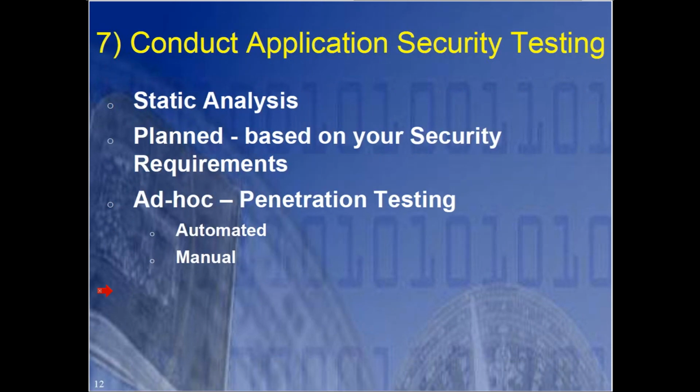Conduct application security testing. There are numerous static analysis tools, static meaning you run them against your source code, your program is not running at the time, that can be used to uncover and detect security vulnerabilities and potential problems. There are false positives, and there's a lot of extraneous information that comes from these tools. I'm not going to endorse any particular tool, but I can mention two that are very popular and very effective.